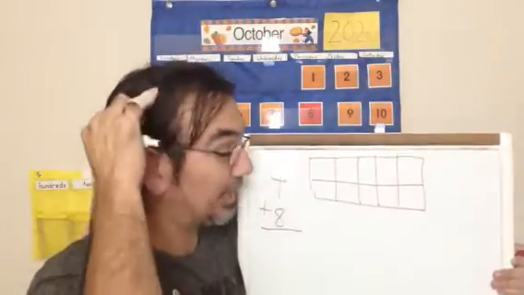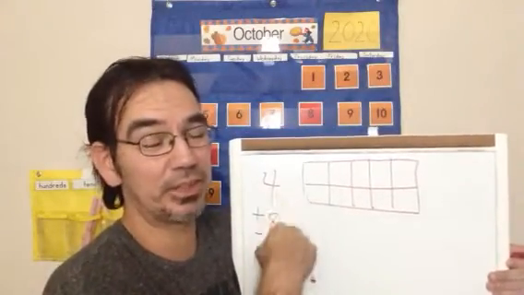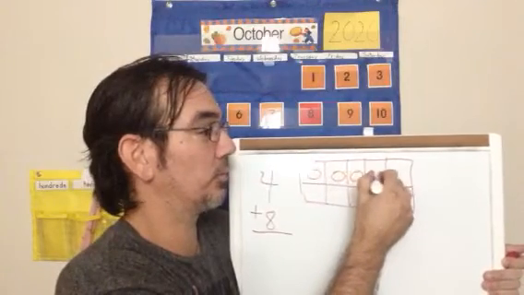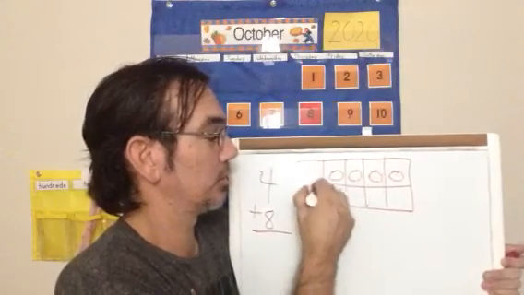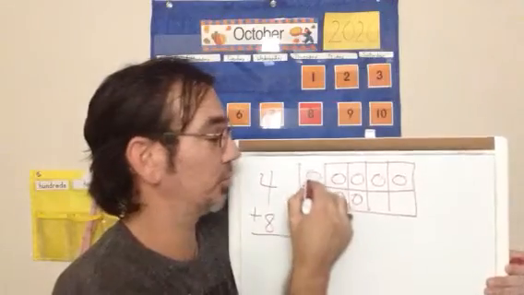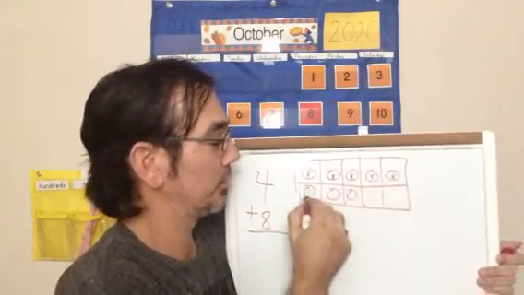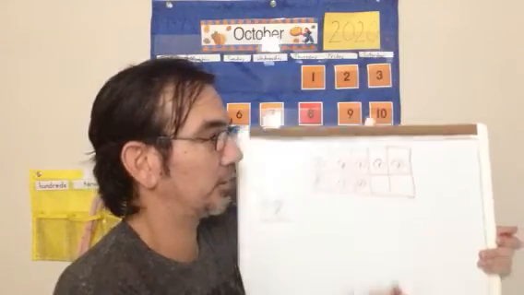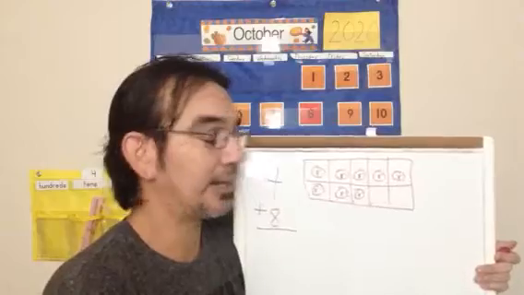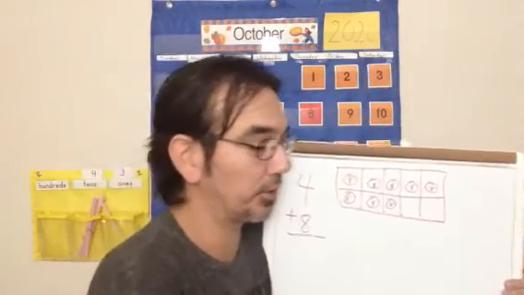And so first, I can put either number first, right? We can change the order of the addends. So I'm going to put 8 in here. And I'll mark it with a small or lowercase r to show that these are the red. 1, 2, 3, 4, 5, 6, 7, 8. So there are our 8. Now, when I'm adding here, I'm going to add 4 to this.